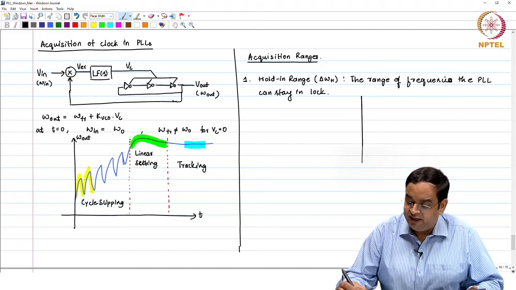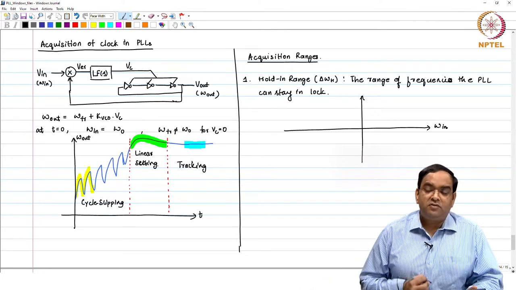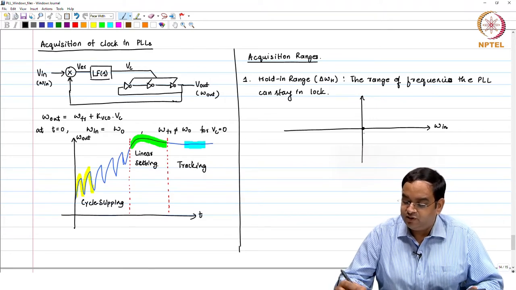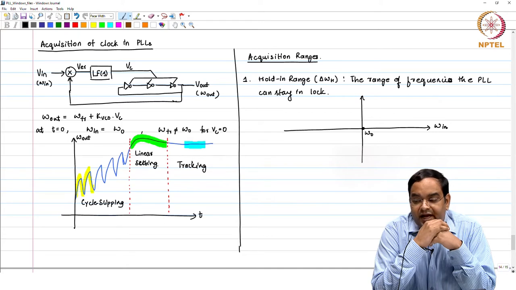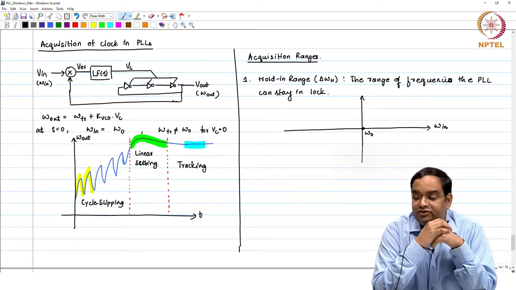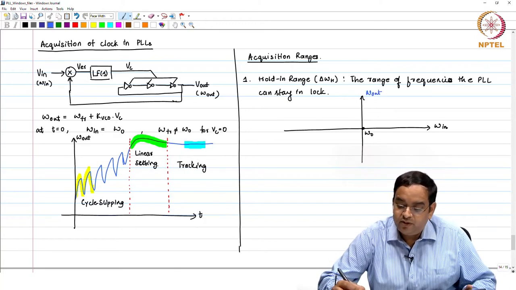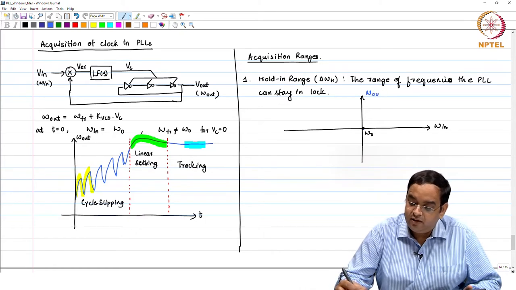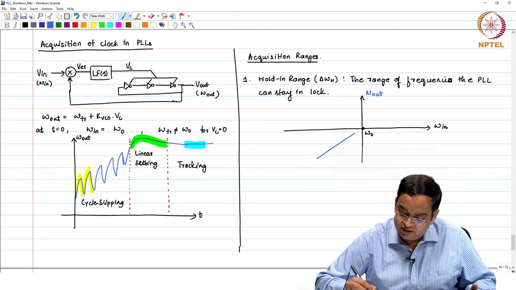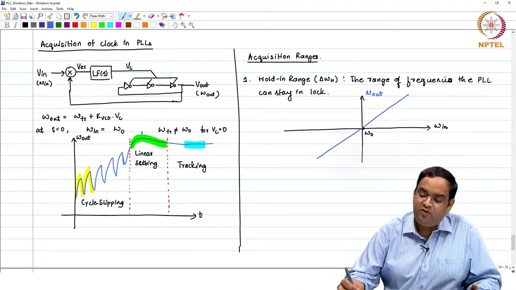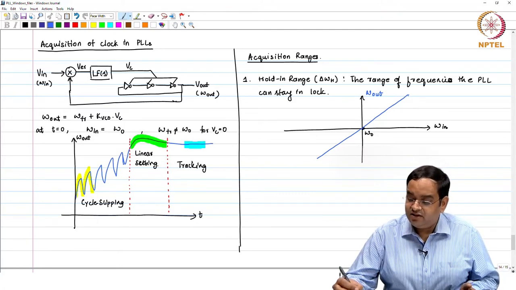So let us say this is my omega in frequency. It's not 0, you will just treat this point as omega naught. I have a PLL, and I have the input frequency which is omega naught. If I vary my omega naught by a small amount, this is omega out. There is a difference between omega out and omega naught. As I vary my input frequency, my output frequency will vary. Whether the free running frequency is the same as the input or not, my output frequency will follow the input frequency. That range is going to be defined by hold-in range.